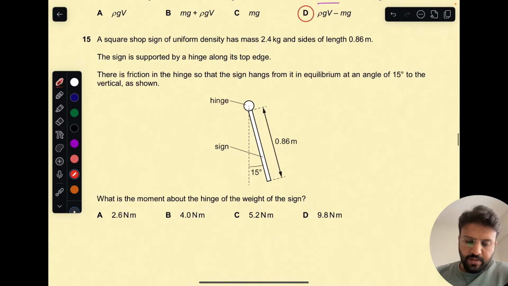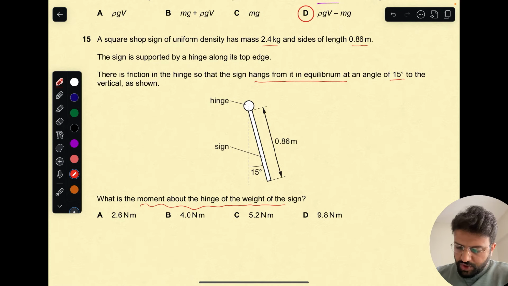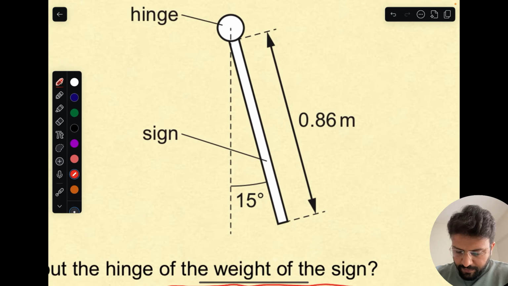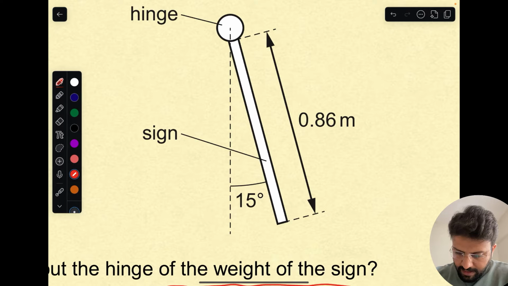In the next question, a square shop sign of uniform density has a mass given and sides of length given. There is a frictional force in the hinge so that the sign hangs in equilibrium at an angle of 15 degrees. But you have to find the moment about the hinge of the weight of the sign. So if we zoom into this problem, the weight will be acting exactly at the center because it's a uniform sign, right? So weight will be like this.